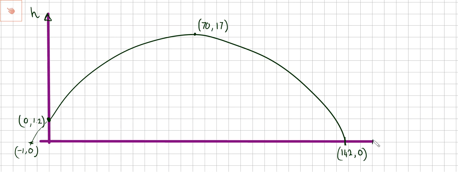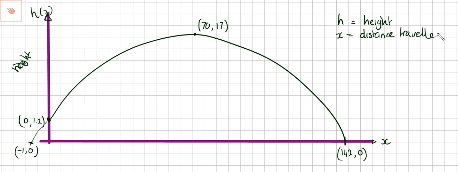What can I call this axis? We've actually got x. Why have we got x? Because it's h of x in question, isn't it? And this is then the h of x axis, the height axis. So we have to state h is height, and x equals distance traveled. Okay. So what I've just done is I've stated my variables.